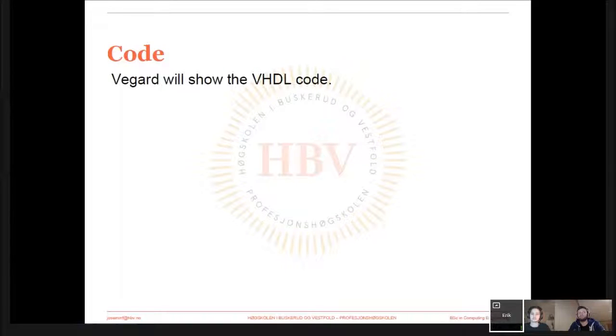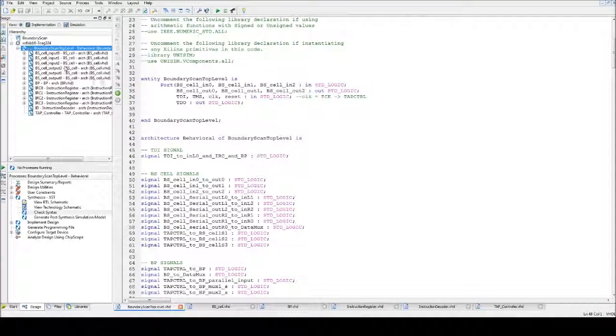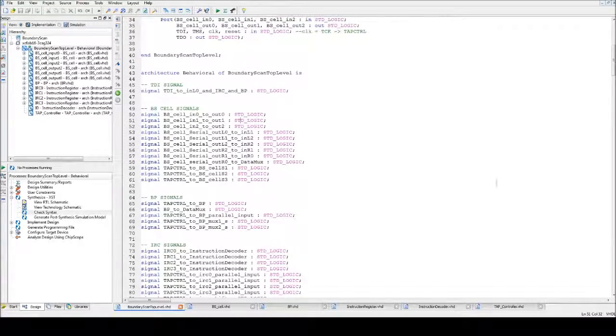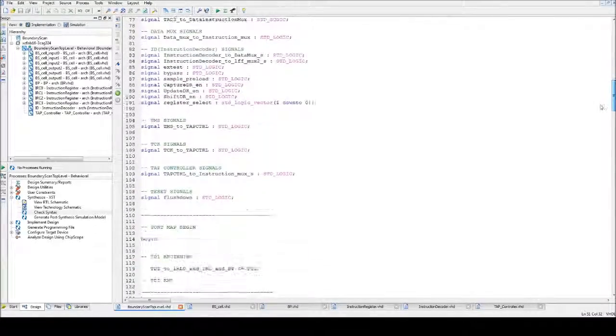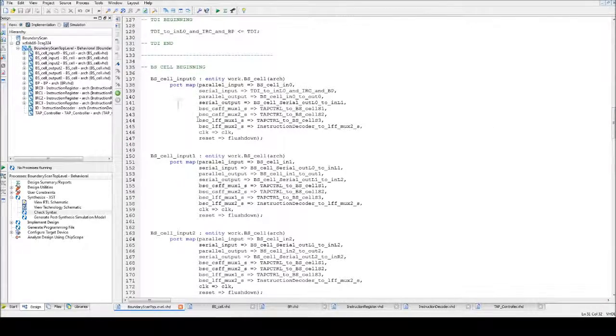Vegard will now show the VHDL code. Okay, so this is the boundary scan project in Linux. As you can see on the side here, we have a top level file. This contains all the port mappings for the different blocks in our boundary scan infrastructure.